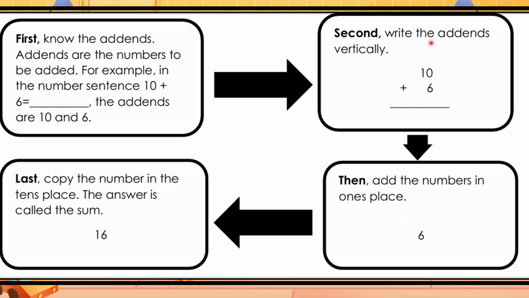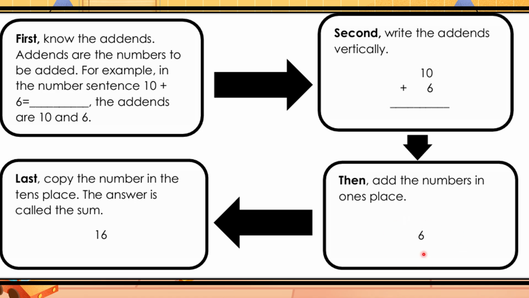Okay, so we put there 10 plus 6. The numbers in this column are called the ones place. And the numbers on this part are what we call the tens place. Now let us add the numbers on the ones place. What is 0 plus 6? What's the answer?